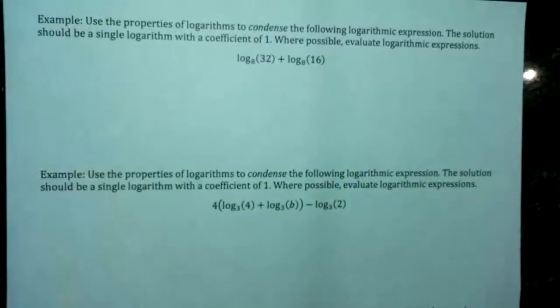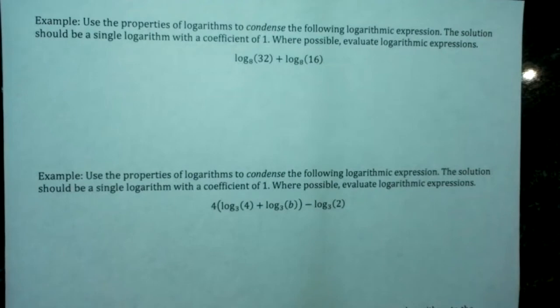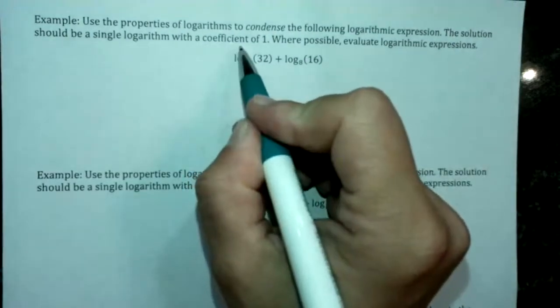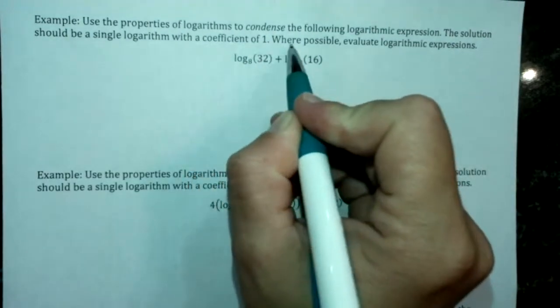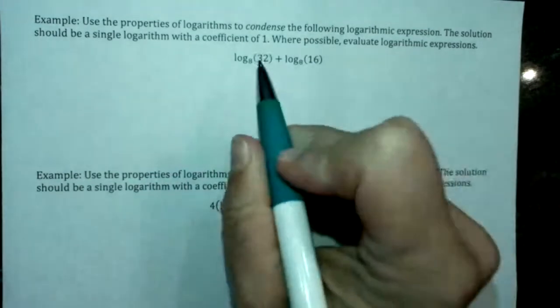All right, so two more like this. Use the properties of logs to condense the following log expression. The solution should be a single log with coefficient of 1, where possible evaluate the log expression. That coefficient of 1 means that if there's a number out front, it's going to go back up as an exponent. We'll talk about that in the next problem, actually.